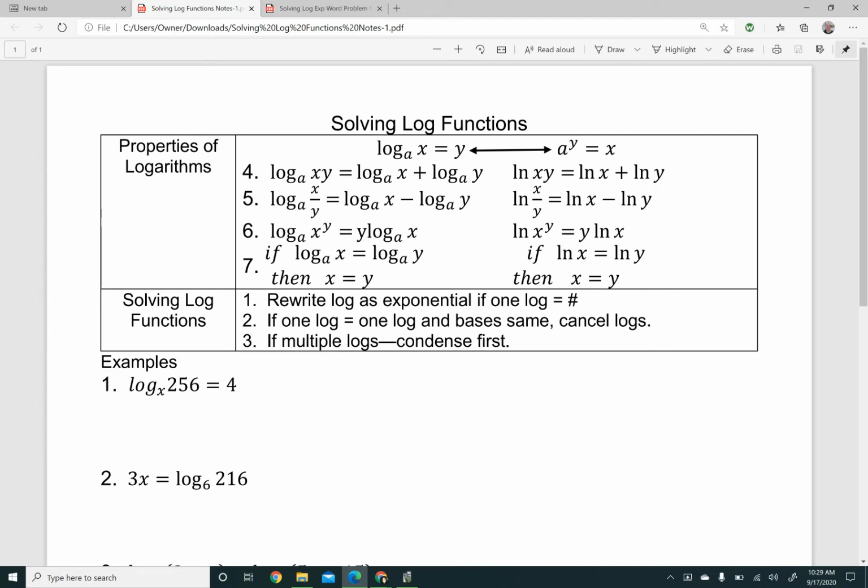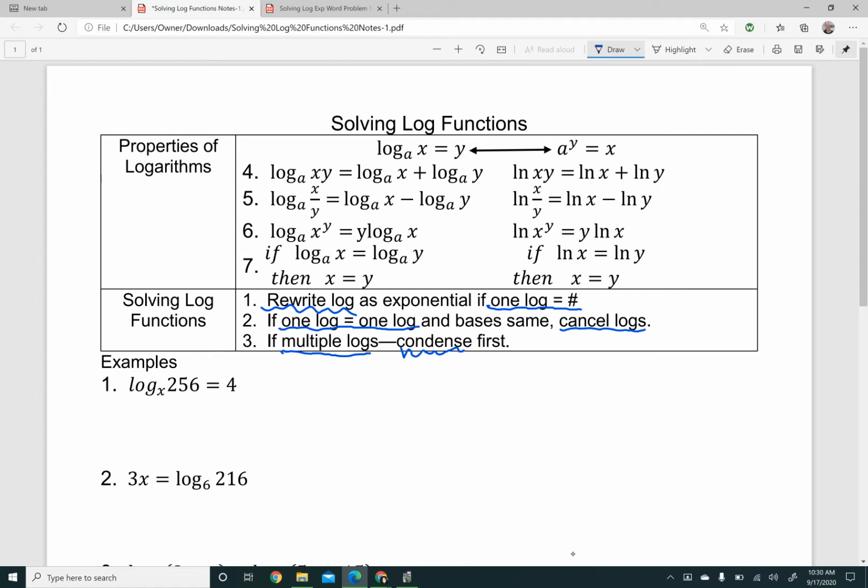So when we're solving log functions, basically you have three separate cases. You want to rewrite the log as an exponential if you have one log equal to a number. If you have one log equal to one log, then the bases cancel. Cancel the logs, okay? And if you have multiple logs, condense first, okay?